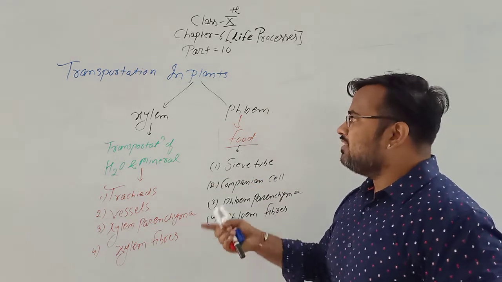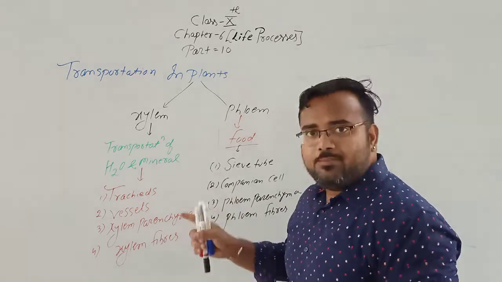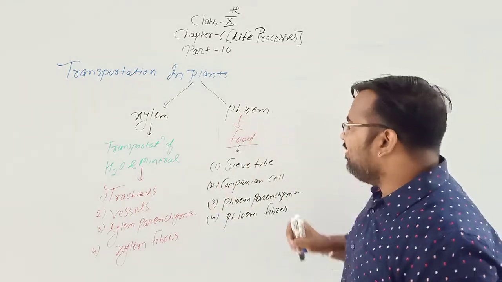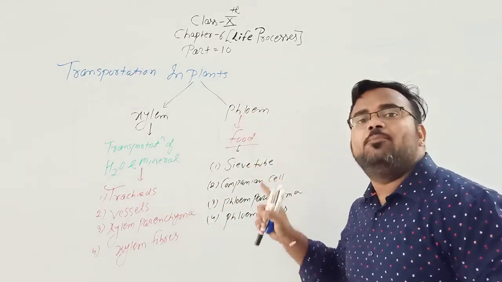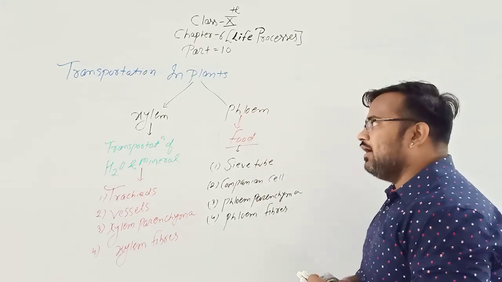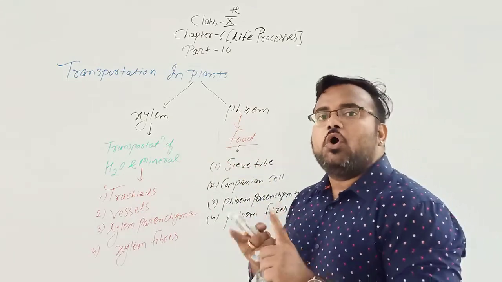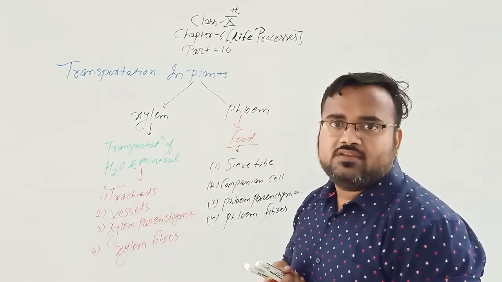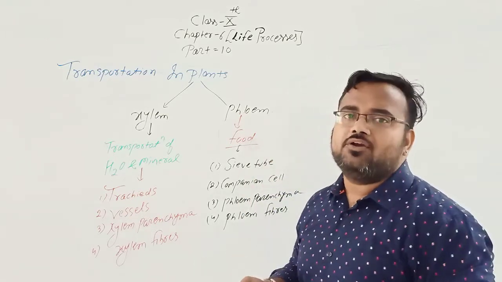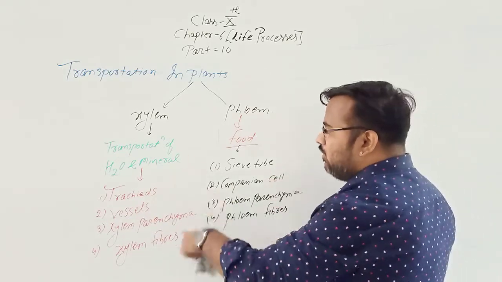Okay, so xylem performs the transportation of water and minerals from roots to all parts of the plant, and phloem performs the transportation of food from leaves to all parts of the plant. Now, how are water and minerals transported to all parts of the plant from roots? We'll see, and how is food transported from leaves to all parts of the plant? We'll see in detail. I hope you have understood all the four parts.